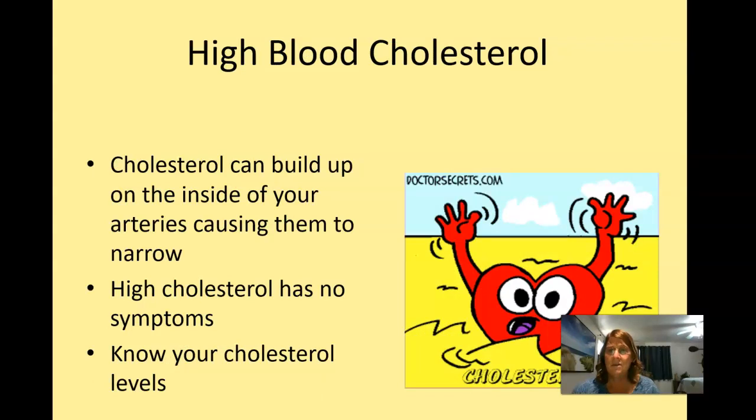High blood cholesterol. Atherosclerosis is the buildup of fat and cholesterol in the arteries. When the cholesterol builds up inside of those arteries, causing them to narrow, that's what atherosclerosis is. And high cholesterol doesn't have any symptoms until it actually causes a problem. So it's really recommended that you get your cholesterol levels checked when you're going in for routine visits to the doctor. After you get to a certain age, they should be checking your cholesterol levels.